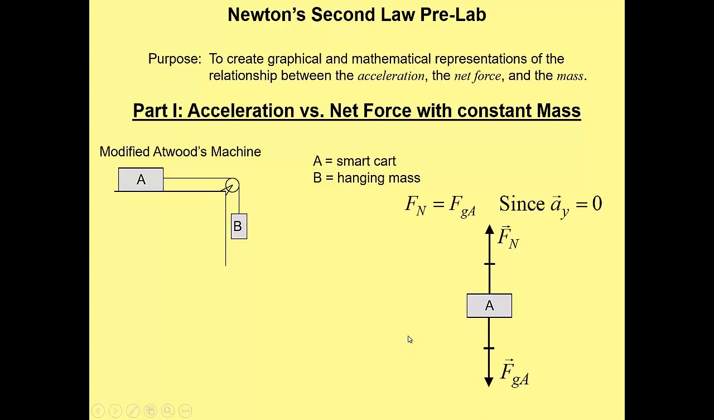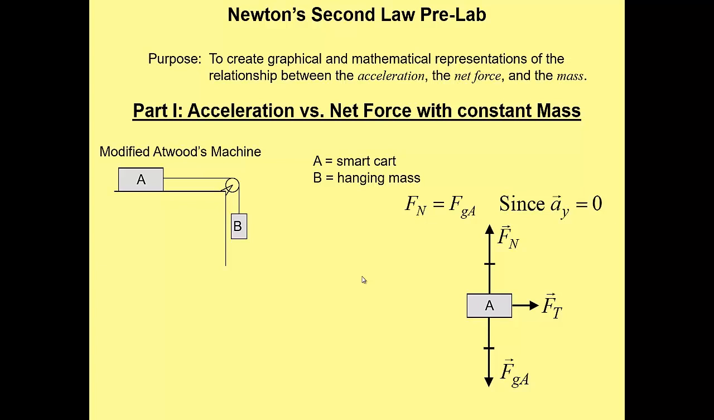Why? Because it's not accelerating up and down. Right? The vertical acceleration is 0. Right? No acceleration, no net force. Newton's first law. But if you'll notice, the cart is also being affected by the string, and so that's a force of tension.